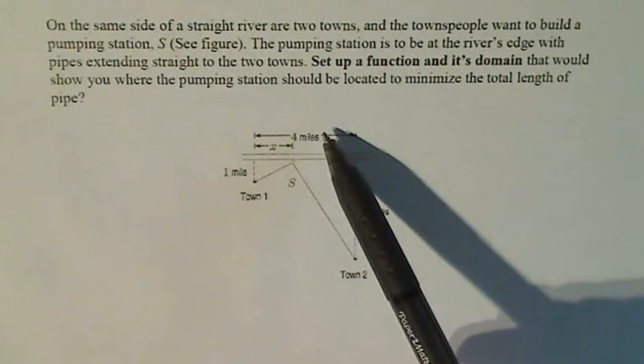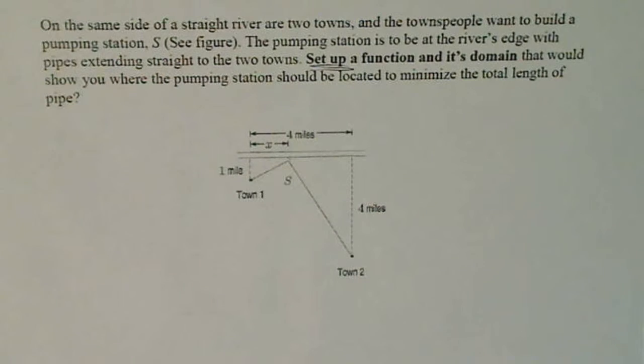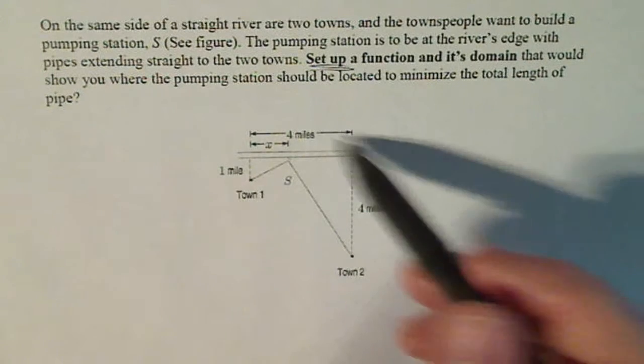Set up a function and its domain. That's what we're doing, just setting it up. That would show you where the pumping station would be located to minimize the total length of the pipe. Now this picture gives us all the details that we need.